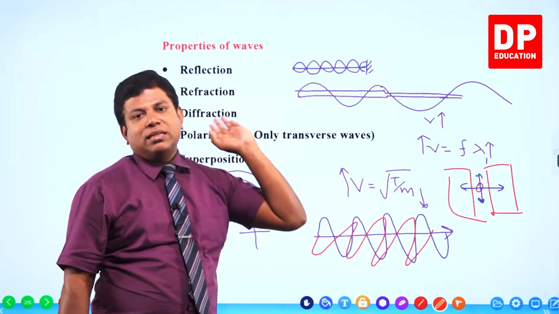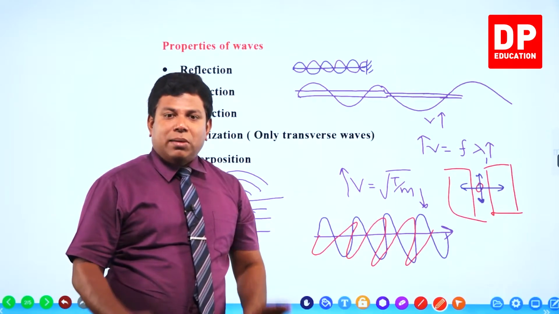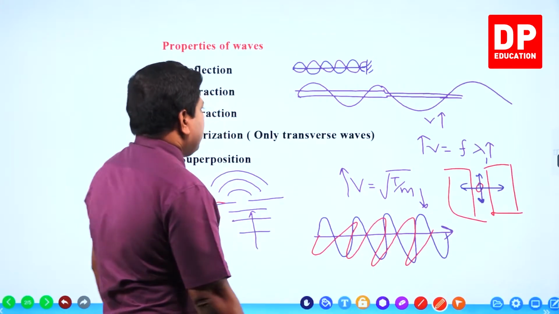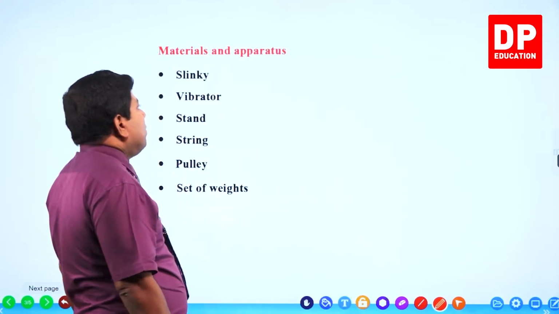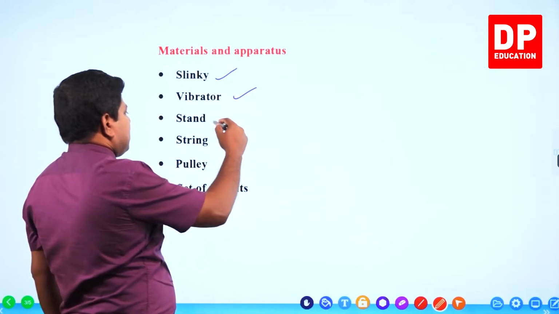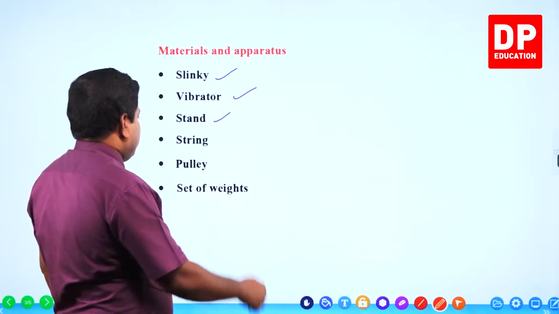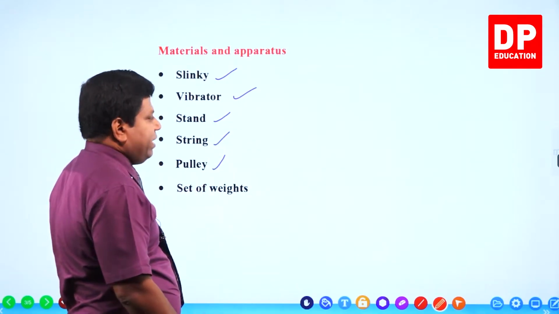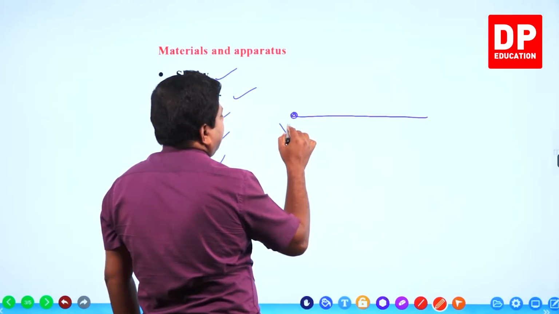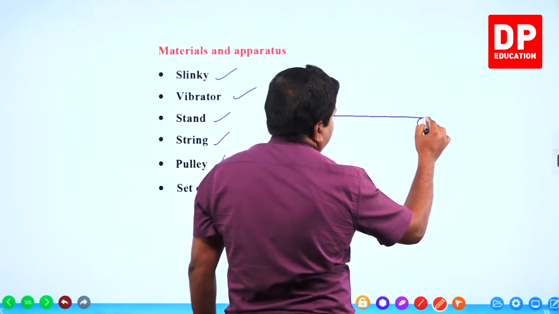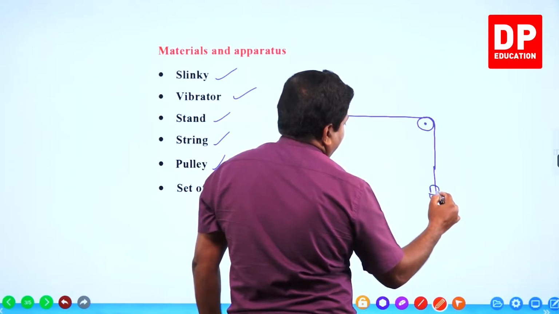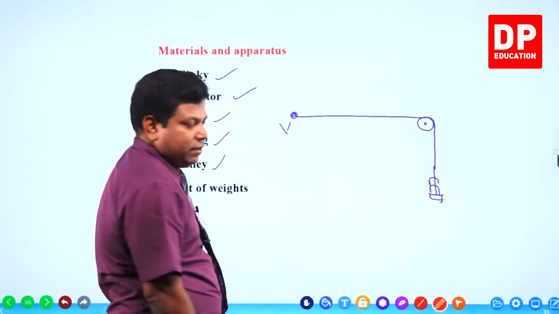So these are some of the features that you would have studied in theory. Now some of them we are going to observe in the slinky and the stretched string. Materials and apparatus required: slinky, vibrator, a stand to fix this, a string, pulley and set of weights. Why do we need a pulley and set of weights? Look at this, the string, one side will be connected to the vibrator, the other side we will take above a pulley and we will connect it to some weights.